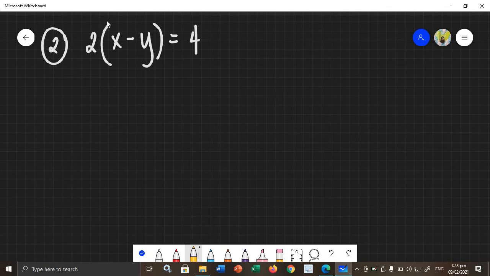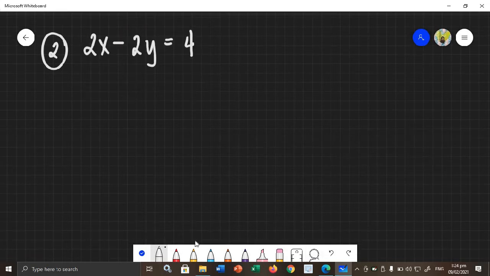So, i-distribute natin si 2 sa dalawang variables inside dun sa parentheses for us to get rid of the parentheses. So, ang mangyayari dyan, 2 times x, that will be 2x, diba? And then 2 times negative y, that is equal to negative 2y equals 4. So, si 4, hindi siya kasama kasi nasa other side siya ng equation. Hindi siya kabilang doon sa i-distribute natin. Okay? So, imbes na ito yung gamitin nating linear equation, it will become 2x minus 2y equals 4.